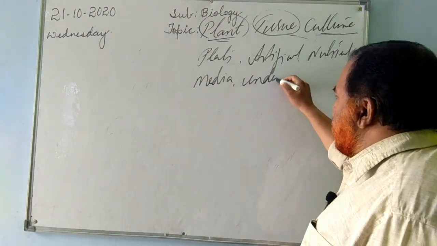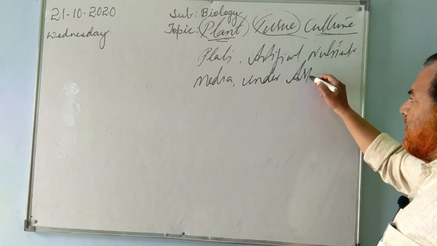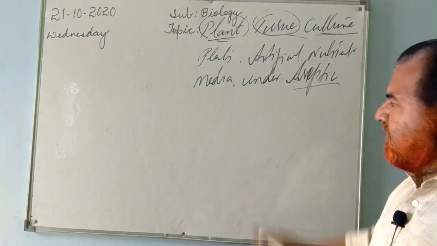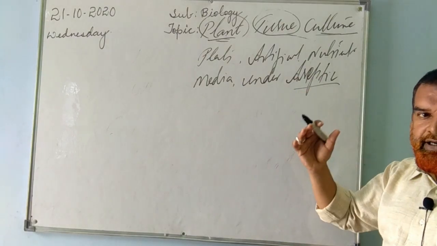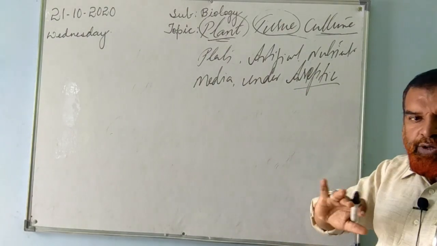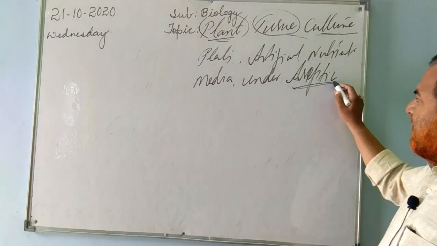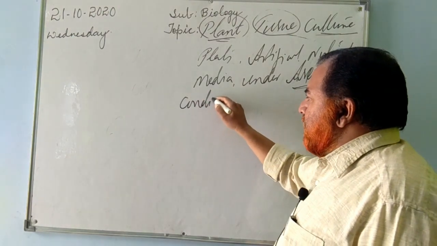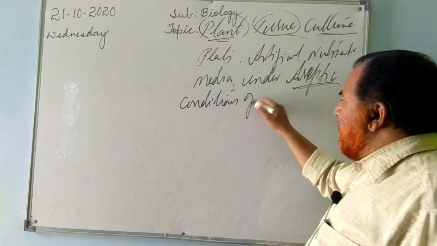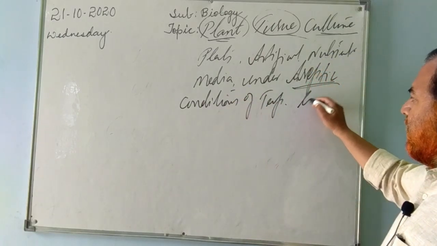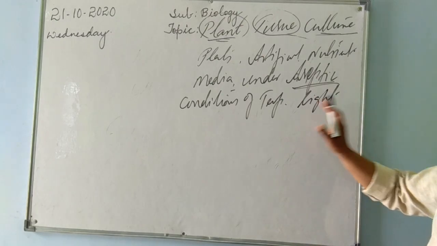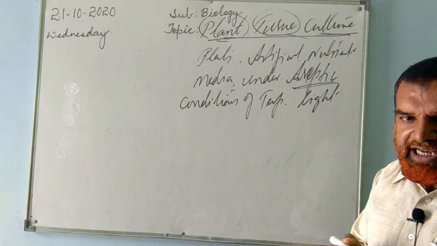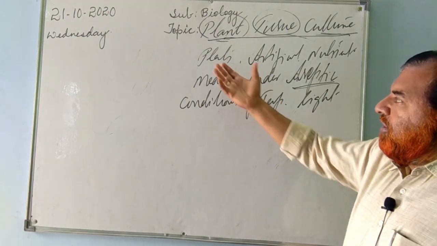Under aseptic conditions. Aseptic, I have told this word in human health and diseases. The condition, the place where it is free from, devoid of, microorganisms. Under aseptic conditions of temperature and light. This whole process is what is known as plant tissue culture. I repeat, listen once again. The process of growing of plants.